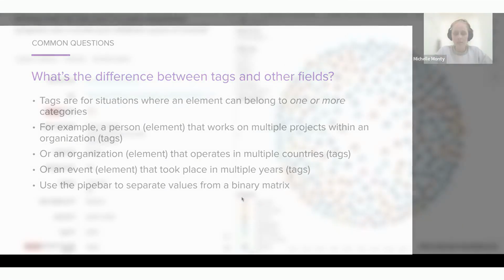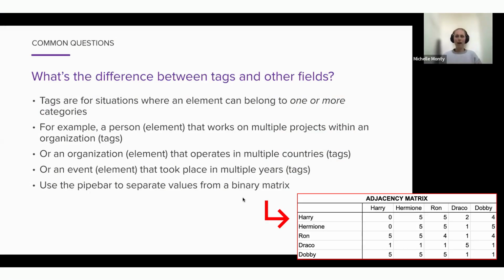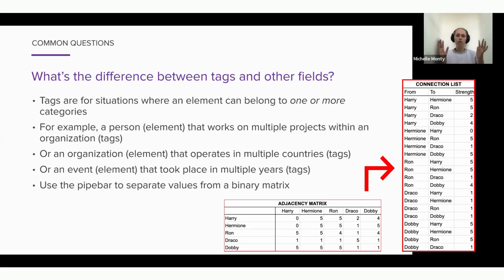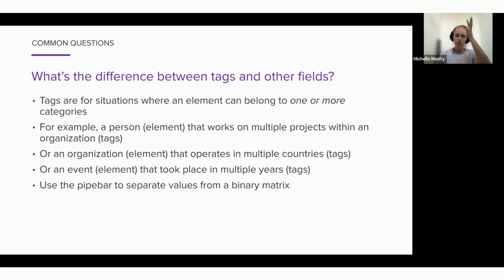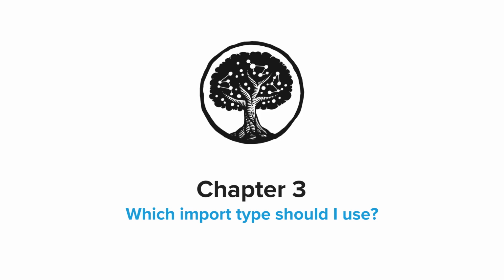And then finally, sometimes you have a binary matrix. Let's say that you have a relationship matrix where people are indicating who they have a relationship with or who they don't. Eventually, you'll want to include all of that information in one column that indicates the relationship or the partnerships. And again, you want to separate that with the pipe bar so that Kumu knows it's a multiple value field.